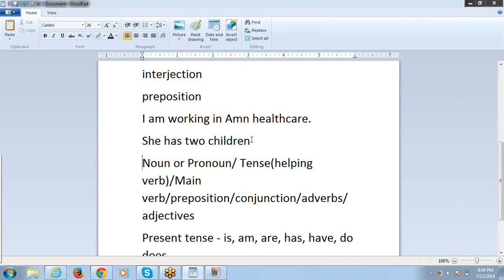I know conjunctions. Yes, I will tell you each and everything. I will tell you what a noun is, what are the types of noun. I will tell you what are interjections, prepositions, everything.